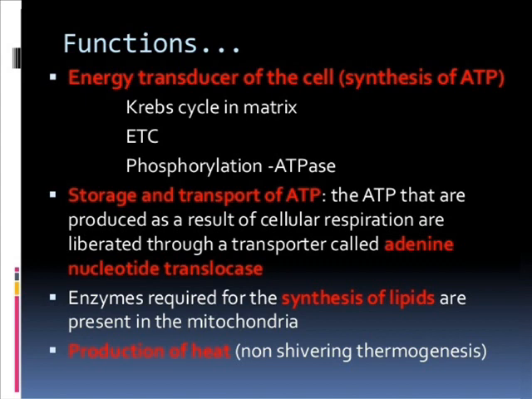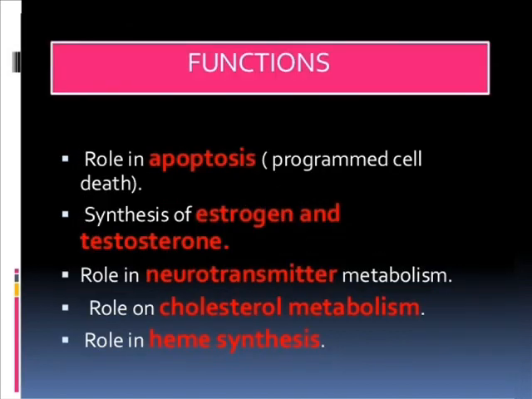We could see various enzymes which are required for the synthesis of lipids inside the mitochondria. Also, mitochondria are involved in the production of heat. One of the major functions of mitochondria is apoptosis, that is programmed cell death. Mitochondria contain a few enzymes like caspases which help in bringing about programmed cell death. Mitochondria are also involved in the synthesis of estrogen and testosterone. They are also involved in carrying out the metabolic reactions related to neurotransmitters, cholesterol and heme synthesis.